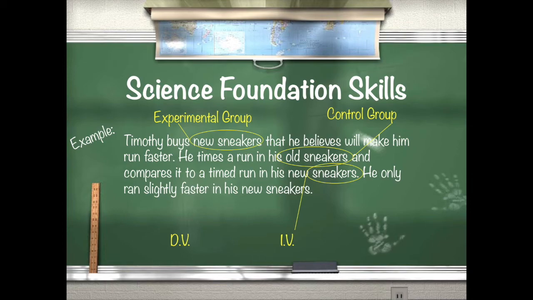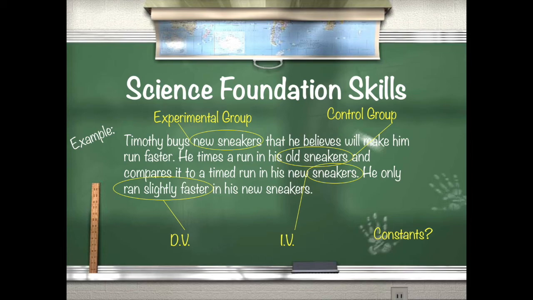It's what happens because of the independent variable, and that is, in this case, that he ran slightly faster in his new sneakers, or that he ran slower in his old sneakers. And again, if everything else is constant, then he can say that it is because of his new sneakers that he runs faster. And if everything else is identical, then he can comfortably say that. If there's even one thing that is different, then he needs to redesign his experiment and retest it.